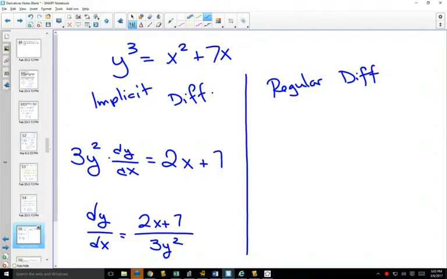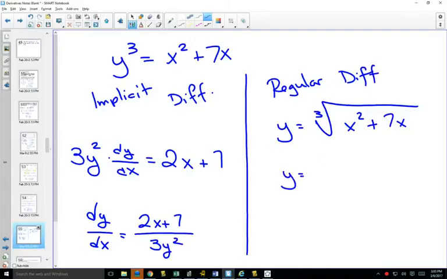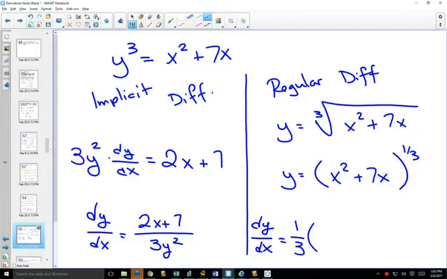Using regular differentiation, you would have to get y by itself. The way that you would get y by itself is you would have to cube root both sides. And if I cube root both sides, that would be the same as writing this as the power of 1/3. Now, if I wanted to find my derivative, dy dx, I'd have to do my chain rule. My 1/3 would come out in front. I'd have x squared plus 7x to the negative 2/3 multiplied by 2x plus 7.